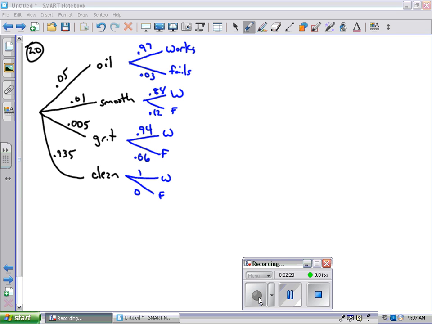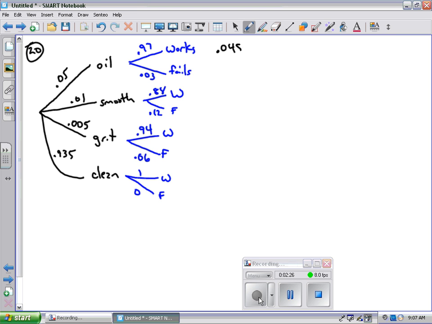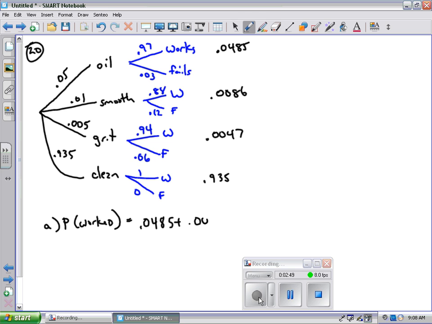So now we multiply down each branch, and we get 0.0485, 0.0086. I'm just doing the works right now. 0.0047 and 0.935. Now question A says, what's the probability it worked? So I'm just going to take those 4 numbers that I just wrote and add them together. Those are 4 disjoint cases, so there's no need to subtract anything from that. If I add those numbers together, I get 0.9968. That's the likelihood that it worked.